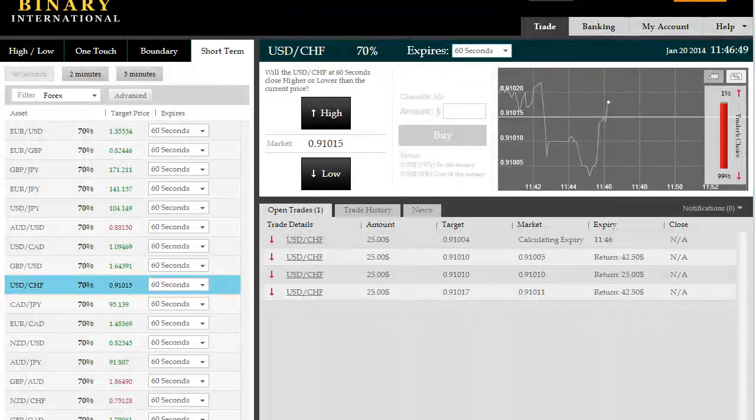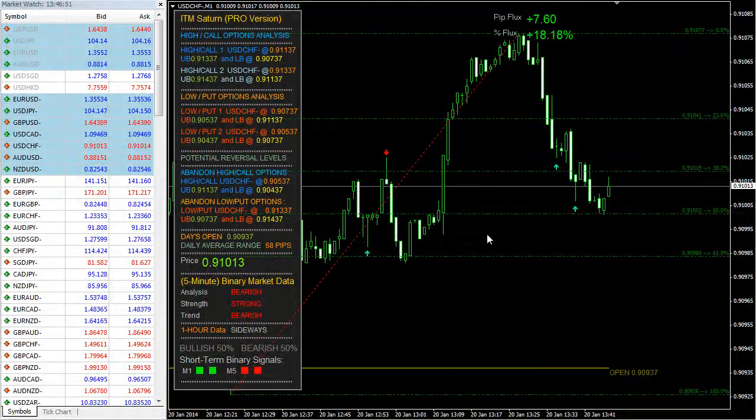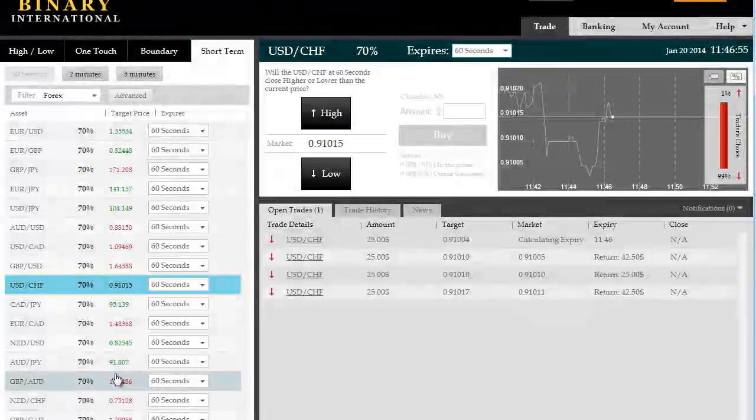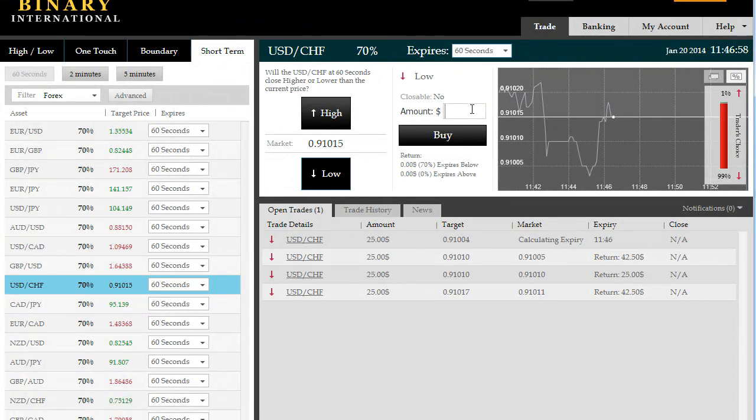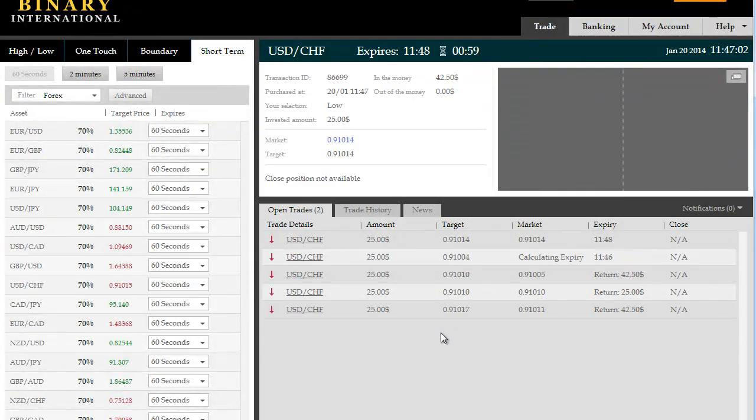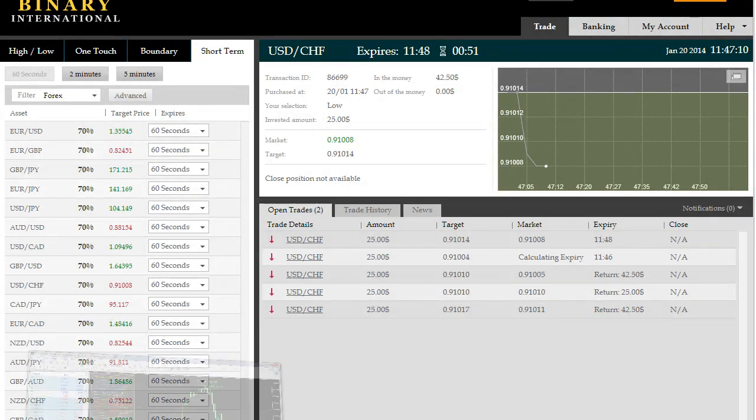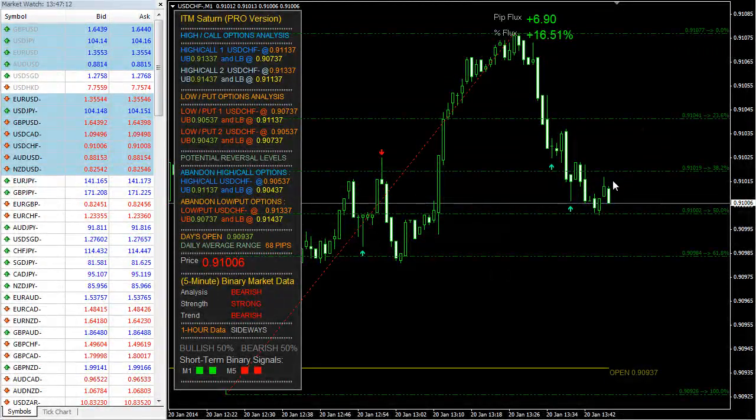Quickly going to US dollar Swiss franc, and we still have a bit of resistance up there, but M5 probabilities are bearish, strong bearish. So we're going to go low and go for a $25 trade again just to see if the M1 dominates and turns M5 into bullish as well. So we're not going martingale yet. We have another $25 trade. This is our 8th trade, I believe.